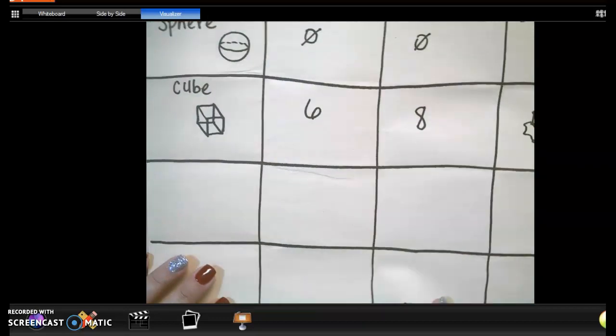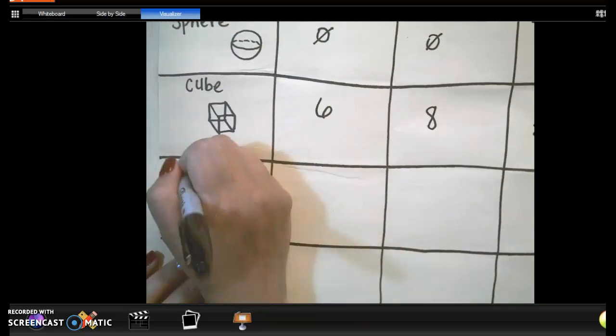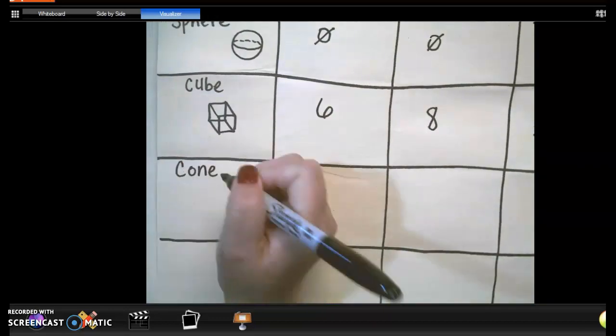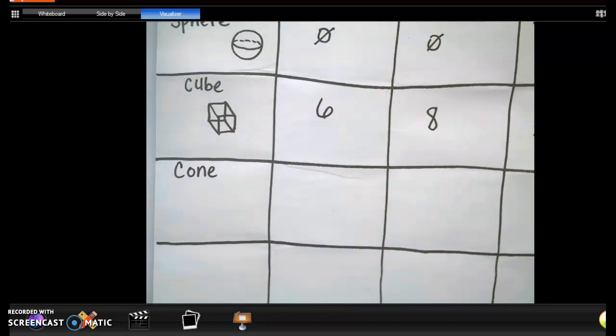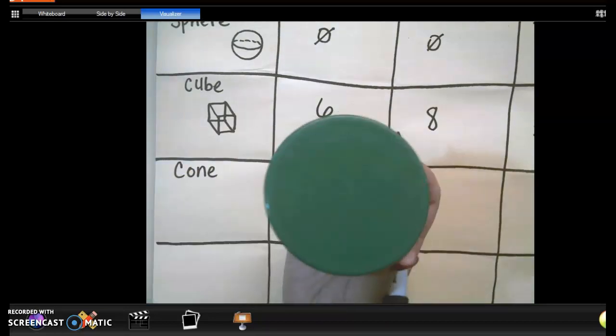The next shape I'm going to talk about is the cone. And guess why it's called a cone? Let me look for it over here. It looks like this.